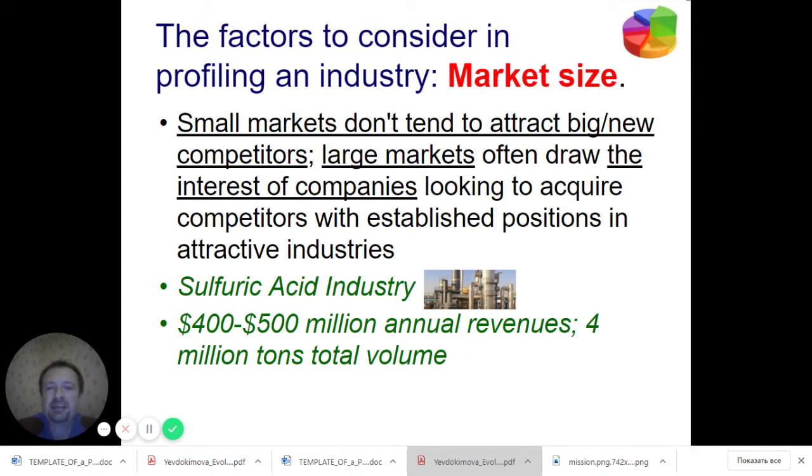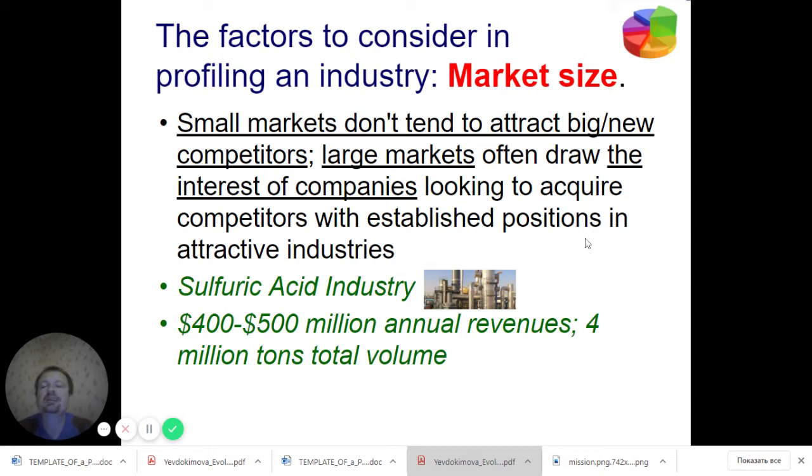Okay, market size. In this case, you have to mention the size of the market in money units and in absolute units. Here it is in million tons. And you have to keep in mind that if the market is very big, it could attract new rivals, new competitors, and big competitors.